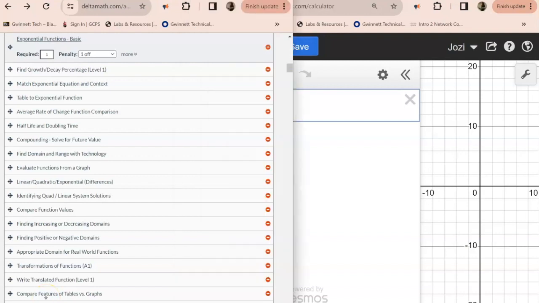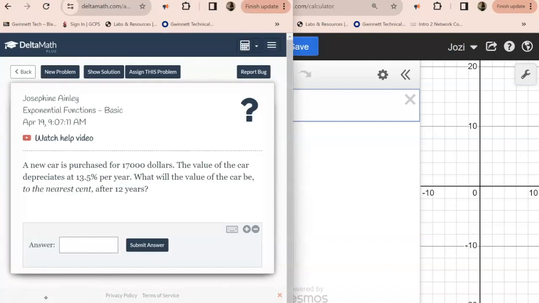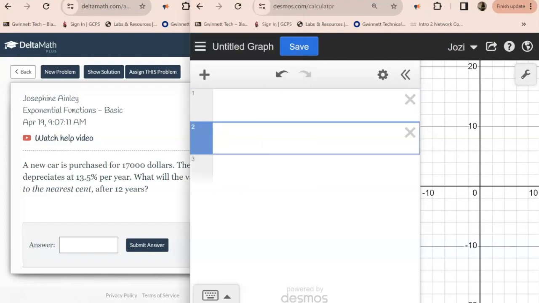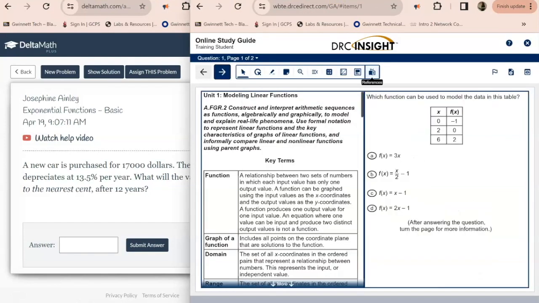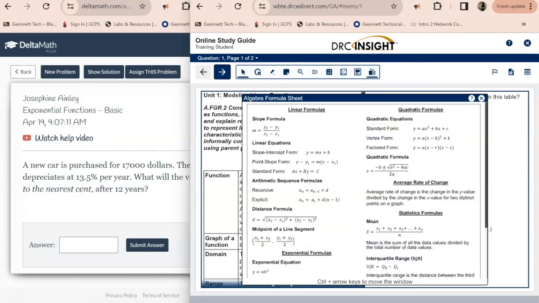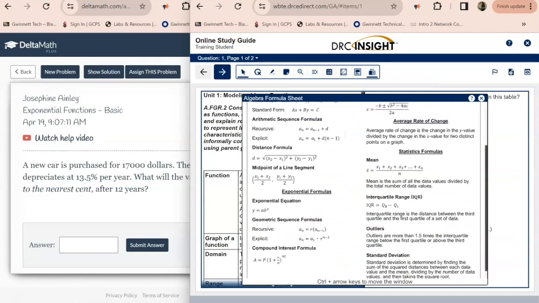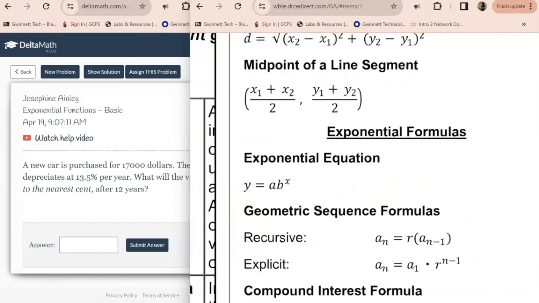All right, so let's take a look at exponential functions. So a new car is purchased at $1,700. So before I even start, what is the exponential function? I don't know. So what I'm going to do is go into my formula sheet, this thing that says reference, Algebra One formula sheet. And I'm looking for anything with exponential function, and here it is.